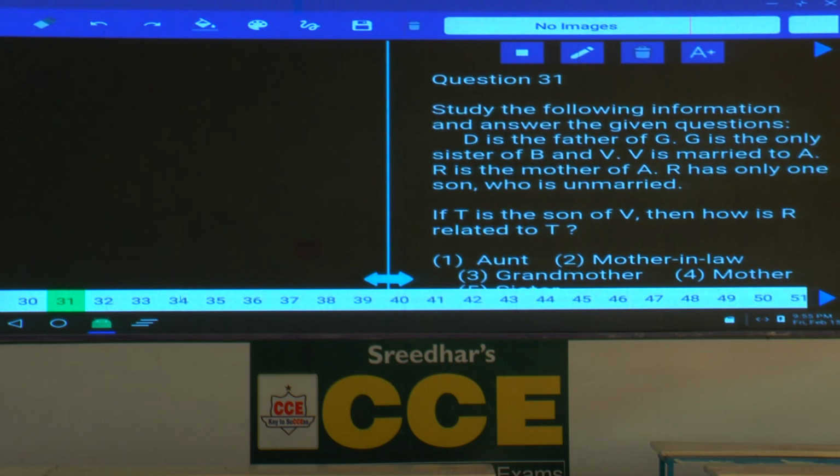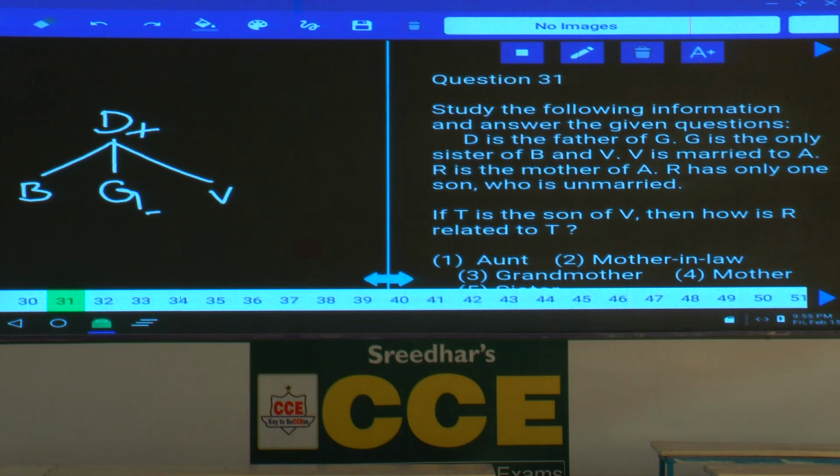Now D is the father of G, can be written like this. D is the father of G, isn't it? And G is the only sister of both B and V. Then what about the genders of these two persons, B and V? Is there any information regarding this?